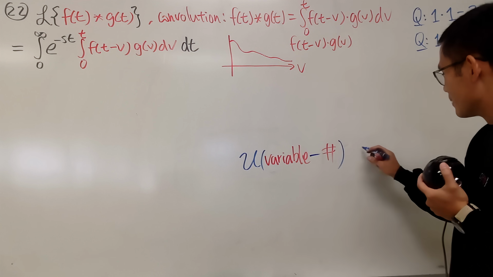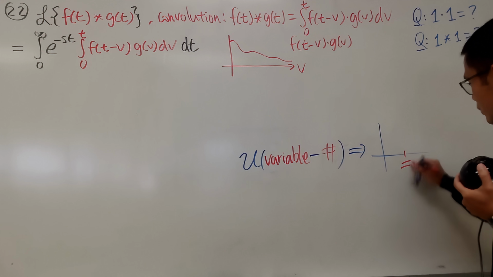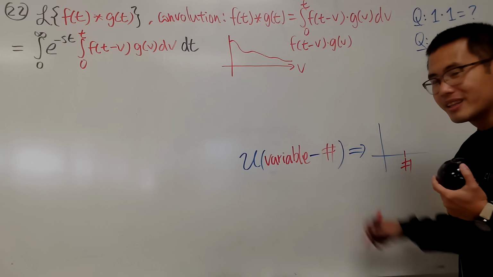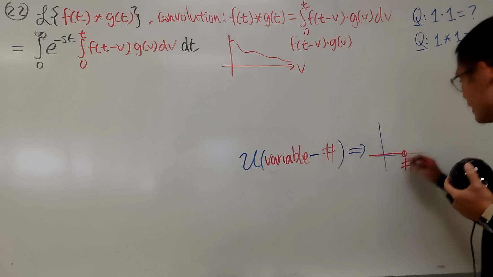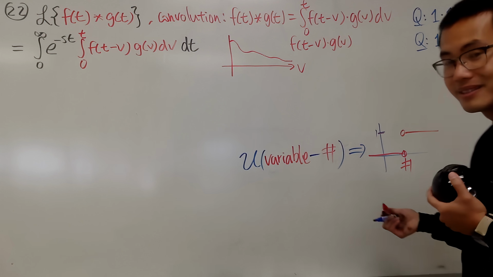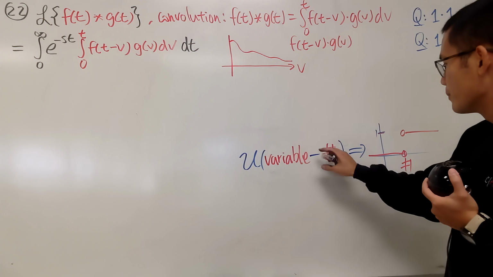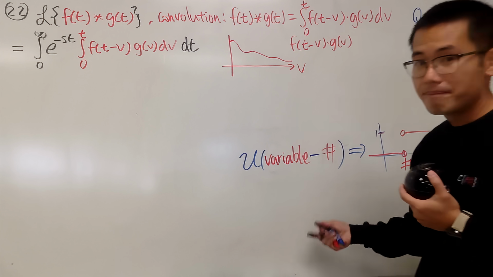This right here produces the following. Whatever the number is, anything before the number is 0. Anything after that, it jumps to 1. So this is how it goes. If the inside is positive, it's 1. So variable greater than the number is 1, just like that.